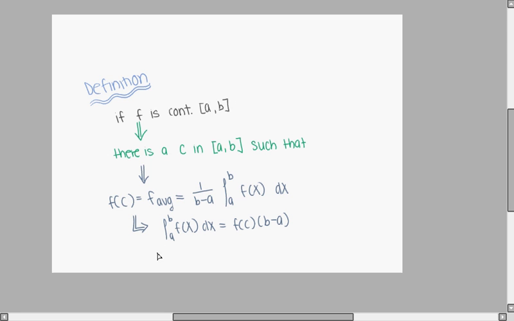And you can rewrite this equation as integral of a to b f of x dx equals f of c times b minus a. And many books use this equation to solve for c after solving for f of c, but I think there's a much easier way, and I will show you guys how to do that later on in the video.